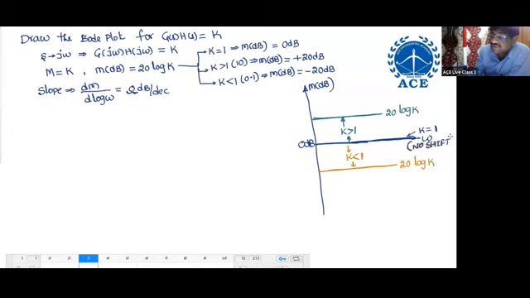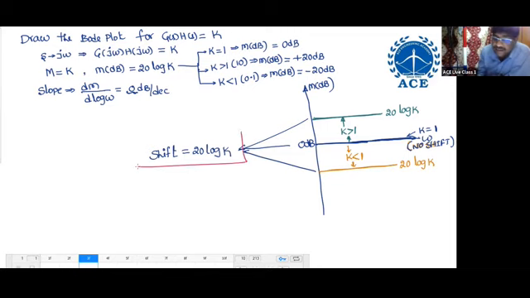K greater than 1, shifted upward. K less than 1, shifted downwards. K equal to 1, no shift. It is exactly on 0 dB. So the shift in the plot is completely decided by what? K. That's why we can write shift equal to 20 log K.